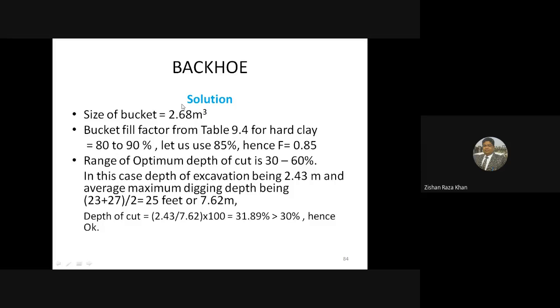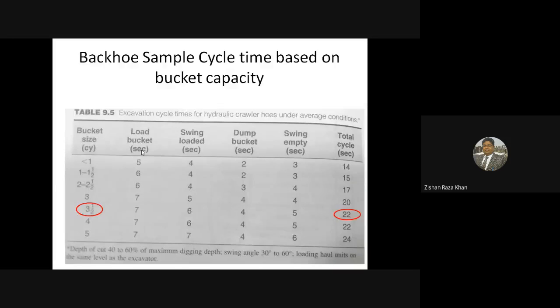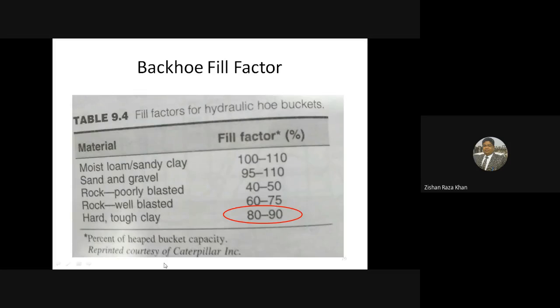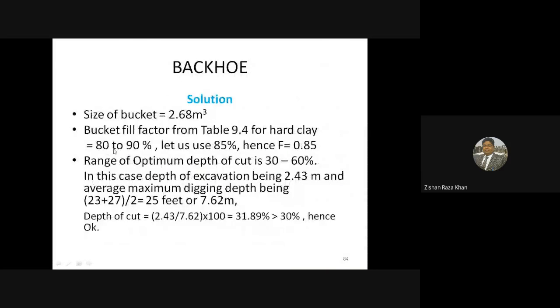Now, see how the solution can be done. Size of the bucket is given as 2.68 meter cube, meaning 3.5 cubic yard. Bucket fill factor from table 9.4 for hard clay is 80 to 90%. So we can take the mean of it, and the fill factor is 0.85, 85%. Range of optimum depth of cut is 30 to 60%. In this case, depth of excavation is 2.43 meter, and the average maximum digging depth is 23 plus 27 by 2, meaning 25 feet.